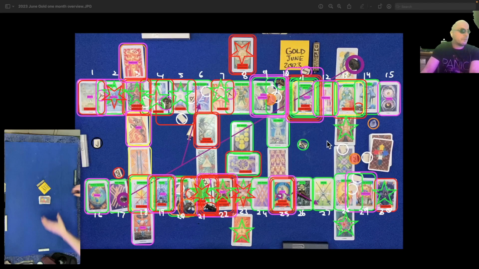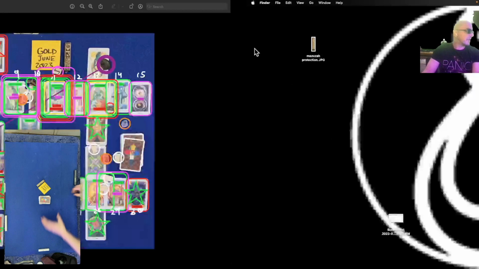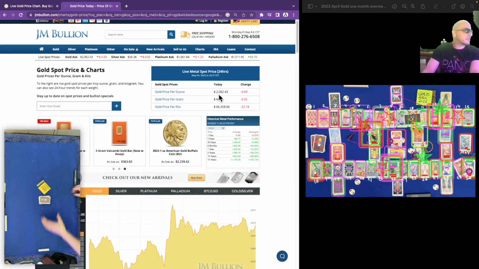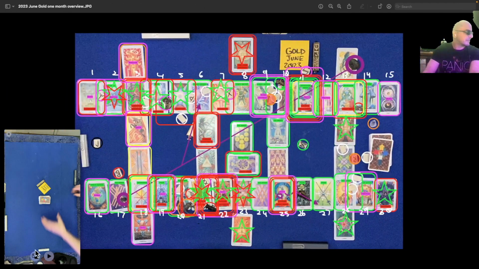This is the gold 1 month overview reading for the month of June 2023. It's currently May 4th, 2023, 11:40 p.m. Eastern Time. Gold at the time of this reading, currently the spot price is $2,062.43. That's USD. And the shuffle file we're about to play was created on April 12th, 2023 at 11:58 p.m. Eastern Time. That's this file right here.